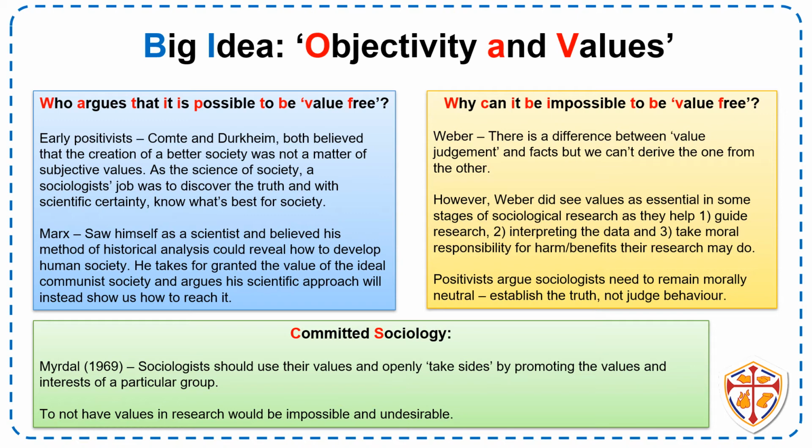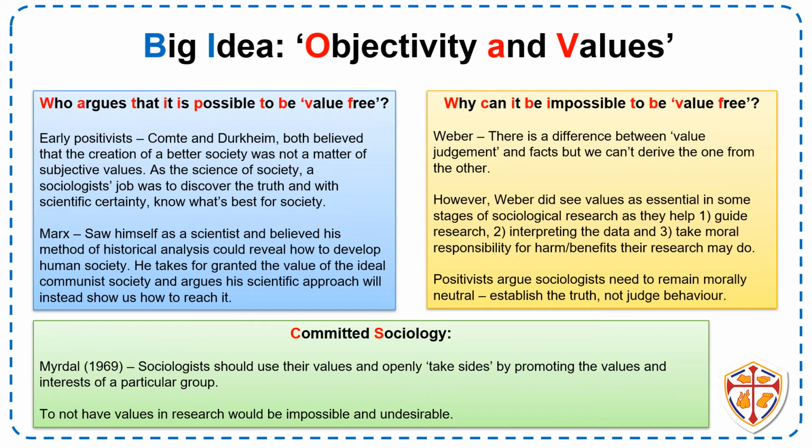However, as you can see, Weber did believe that values can help guide a researcher to what they should study. They are used to help us interpret data. And finally, he did argue that sociologists are also human beings. So we mustn't dodge the moral issues that your work raises by hiding behind something like objectivity.